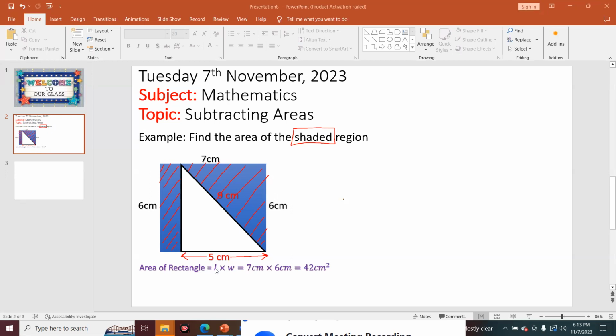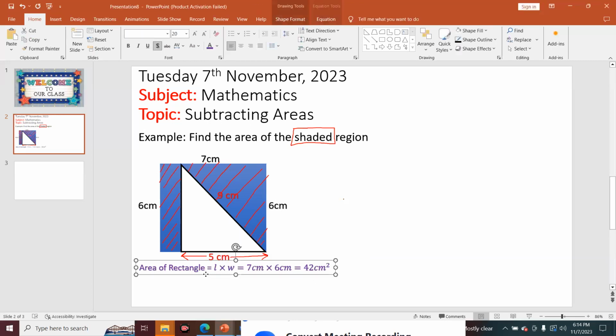So what's the area of a rectangle? The formula is length times width. What's the length? The length is 7. What is the width? The width is 6. So all we do is multiply length times width, which is 7 times 6, which is 42. And that's how we get the area of the rectangle. All right? Okay, I get it now.